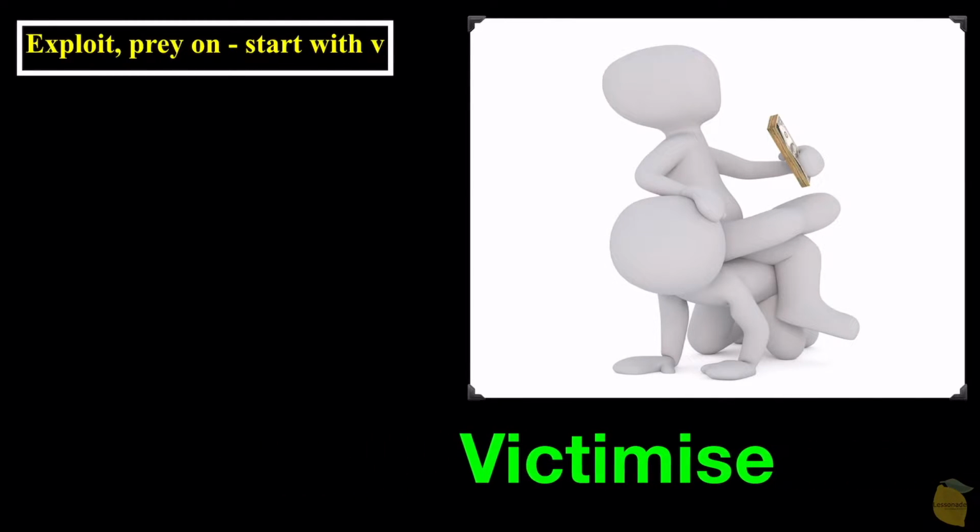In this picture, we can see a person sitting on someone else and they have a whole lot of cash in their hand as if they're preying on and exploiting the other person. So they are victimize. So well done for learning your first 10 vocabulary. Now we're going to go on to our first 20 now.